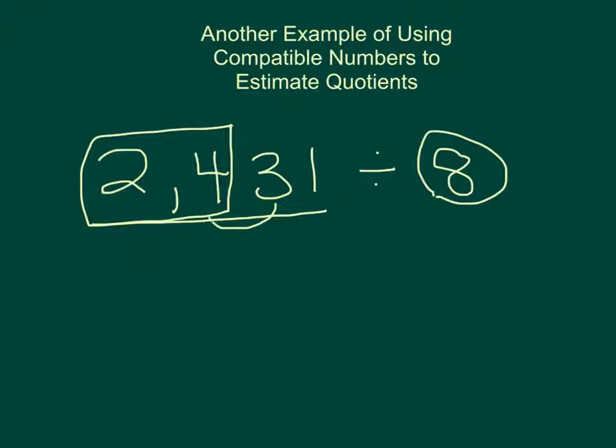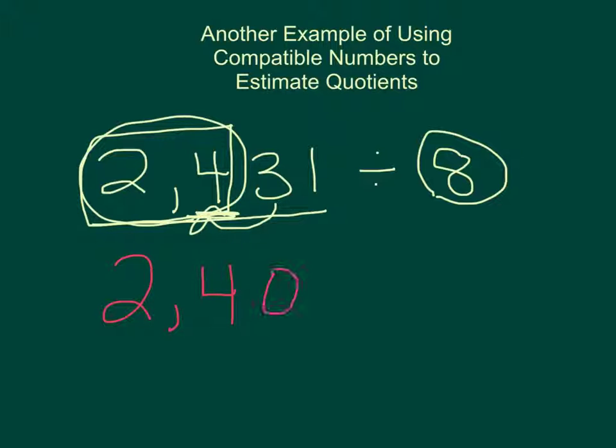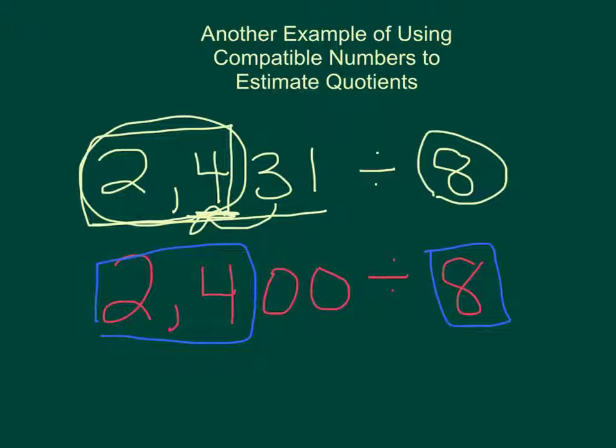So I'm going to estimate to the hundreds place so that I can only have 24 in my estimated division problem. So I'm going to rewrite this problem as 2,400 divided by 8. Then when I come up with my answer, here are my compatible numbers, 24 and 8. 24 divided by 8 is 3. And then you have 2 zeros this time, so you bring down the 2 zeros in your answer.